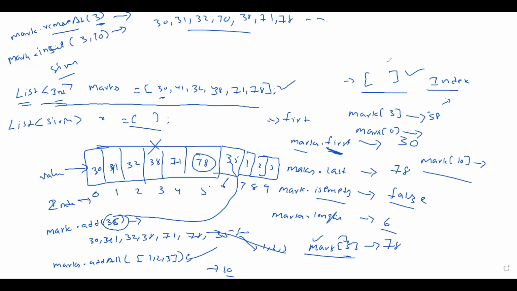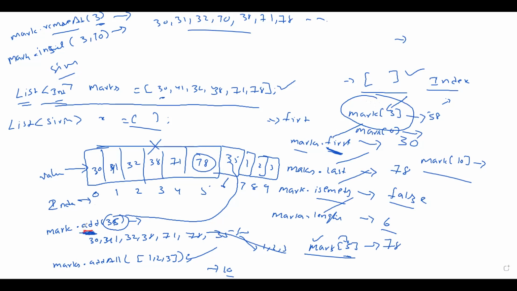Got it, right? The list has some properties: first, last, isEmpty, and length. This is a way of getting the value. With marks of index, we can pass the index and get the value from the list. And if you want to add values into the list, we use the add method.